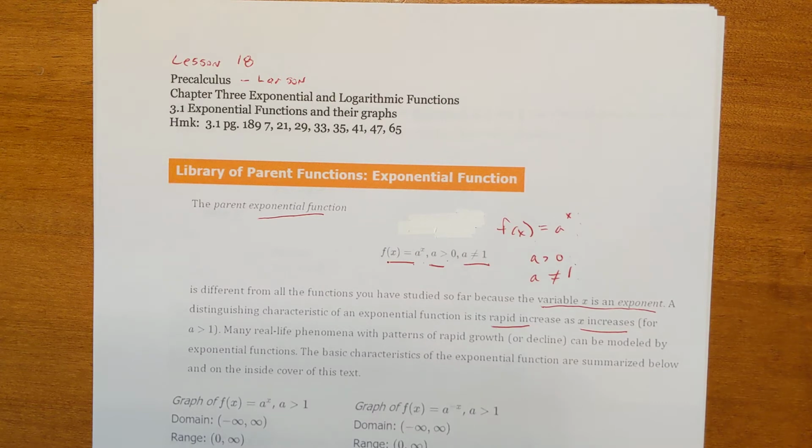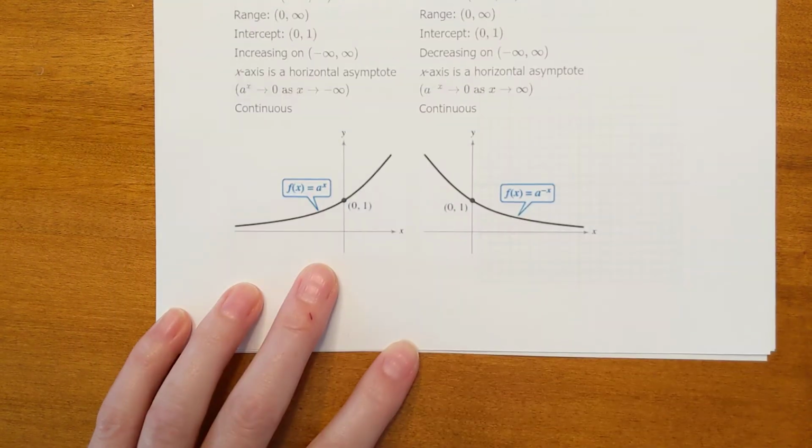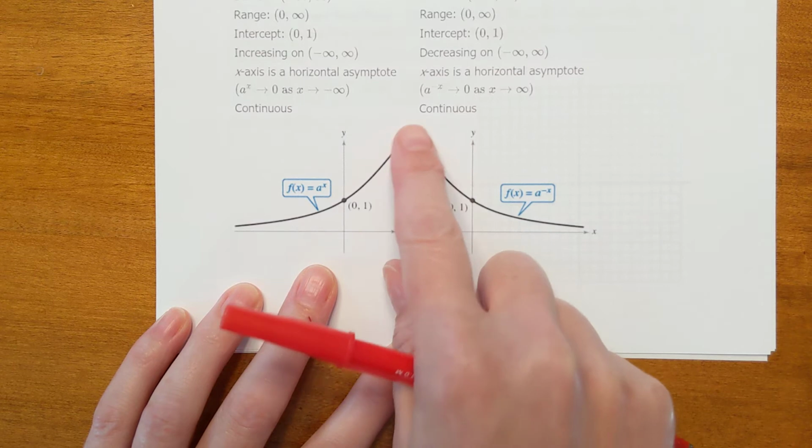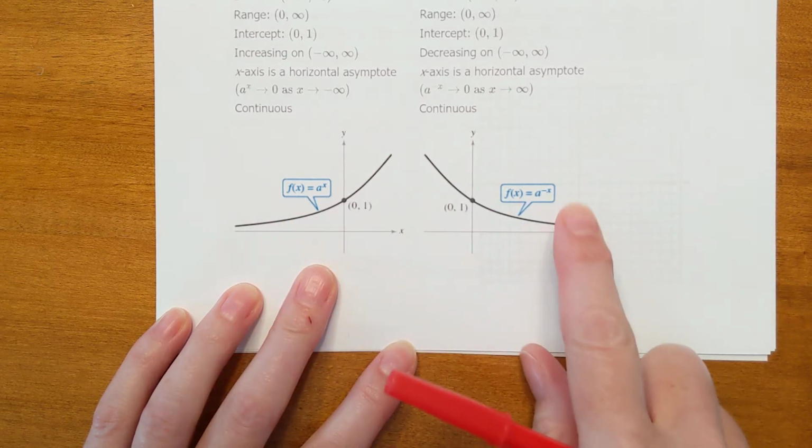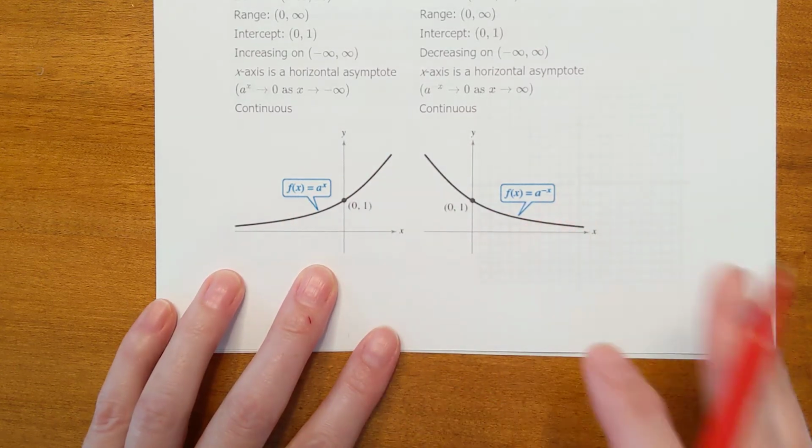It's different from the functions we've studied because it's an exponent, and its distinguishing characteristic is the rapid increase that the graph makes. It just flies up. You've heard the word that it grows exponentially. Like down here, you can see a picture of the exponential growth. Here it's exponential decrease because it's raised to the negative x.